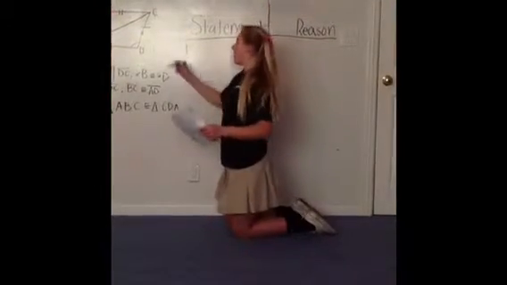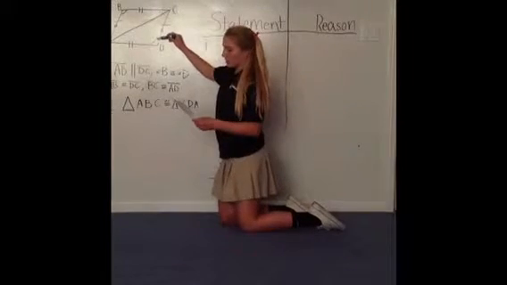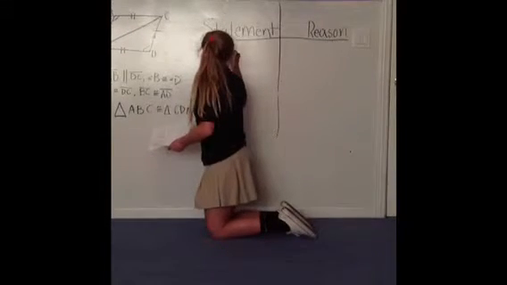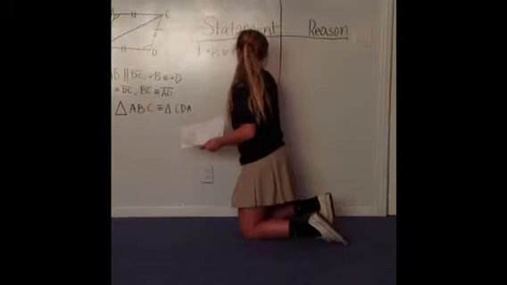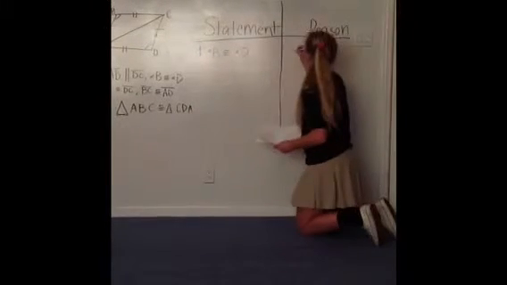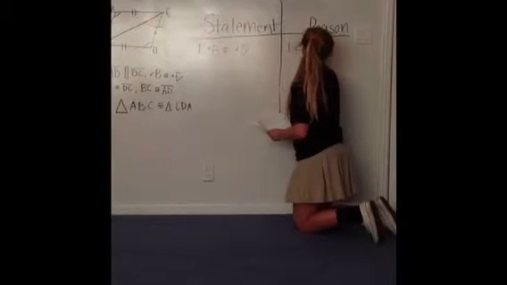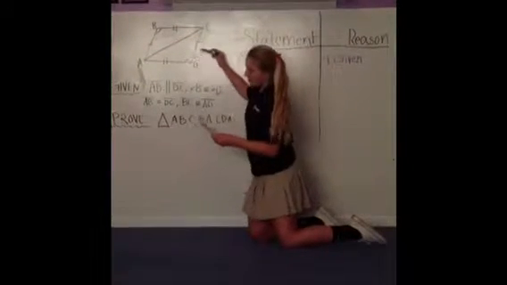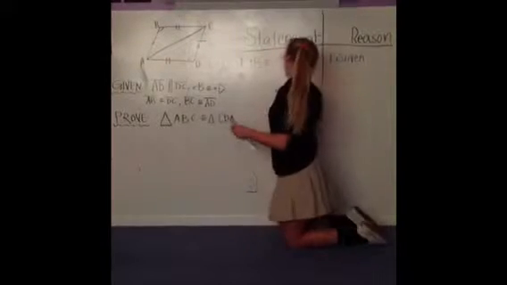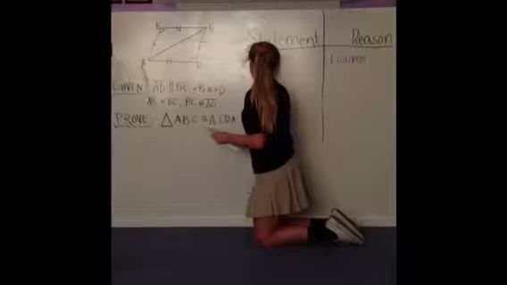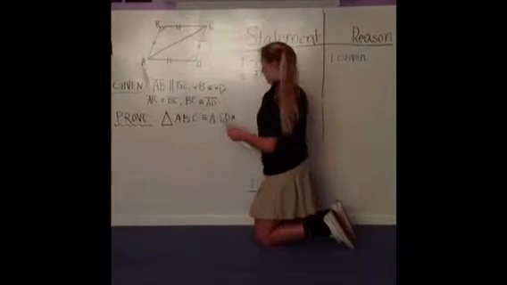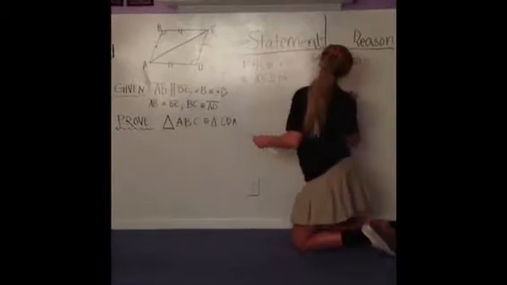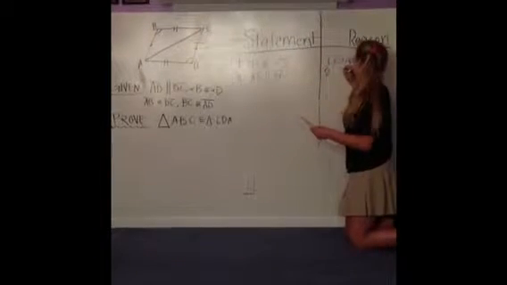First, we'll start with the given. Angle B is congruent to angle D, and that is because it's given. It is also given that line segment AB is parallel to line segment DC. So for number 2, we'll write line segment AB is parallel to line segment DC. And the reason for that is because it's also given.